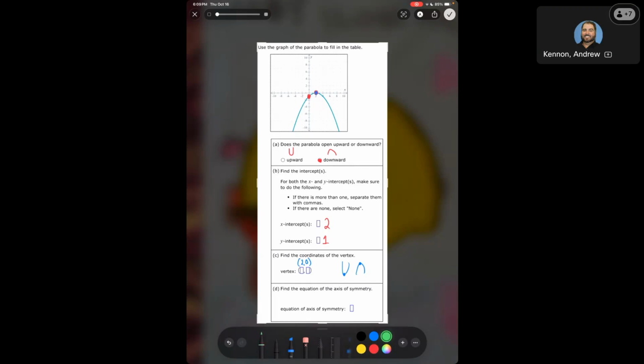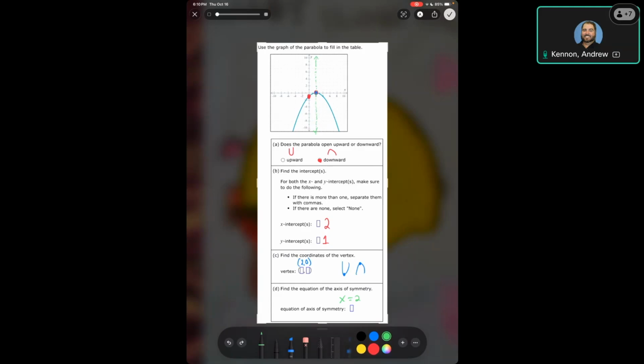Okay. The axis of symmetry is where you can fold it in half. I can fold it in half across the vertex. It'll always go through the vertex, but it is a vertical line that you fold it in half across. So the way you write the equation for the axis of symmetry is x equals 2. Whatever the x is on your vertex is your axis of symmetry.